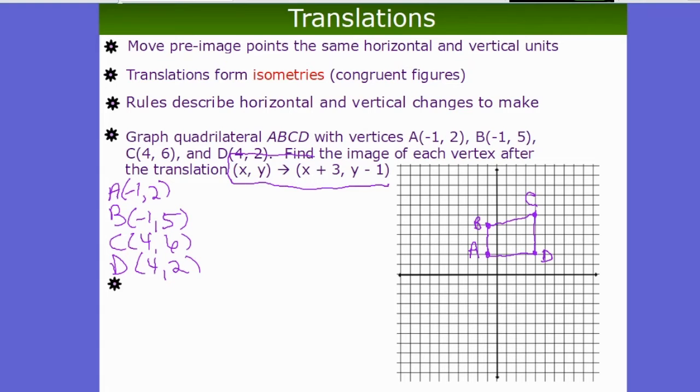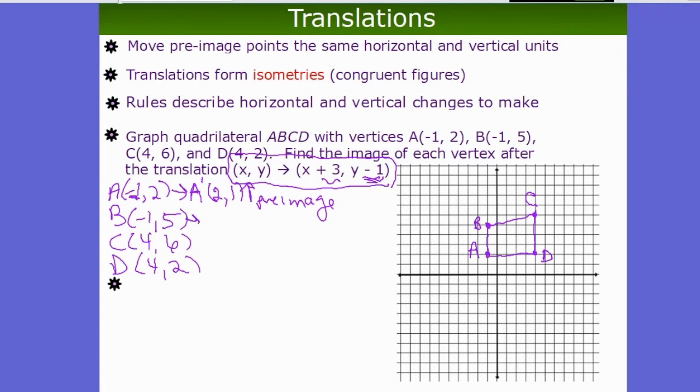So here's what a rule format looks like. For each XY in the pre-image, you are going to transform each value by adding 3 to the X and subtracting 1 from the Y. So we can do the mapping from each of these points. So I'm going to make my little arrow, which means transform, and I'm going to have now an A prime. And I'm going to add 3 to the X value. So -1 plus 3, that's 2. And then I'm going to subtract 1 from the Y value. So 2 minus 1 is 1. And that's my A prime.